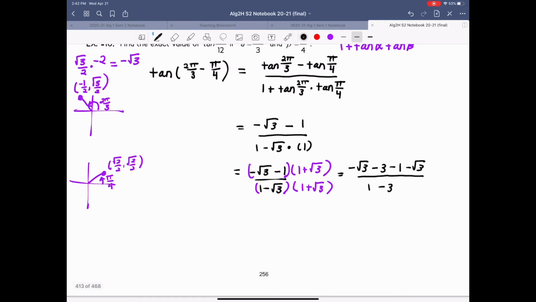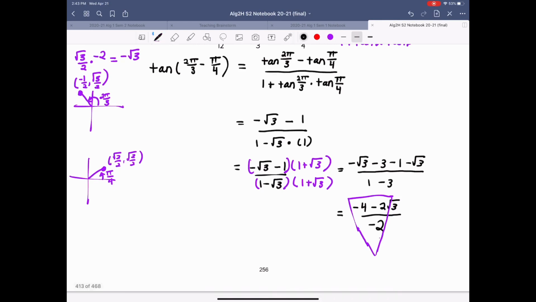Okay, so let's simplify this a little bit more. If I simplify this farther, I have negative root 3 minus root 3. That's going to give me negative 2 root 3. And negative 3 minus 1 is negative 4. So we have negative 4 minus 2 square root of 3 all over my denominator 1 minus 3, which is negative 2. Now notice how these three numbers that form this little triangle here, apparently I can't draw a triangle, but those three numbers are all divisible by 2.